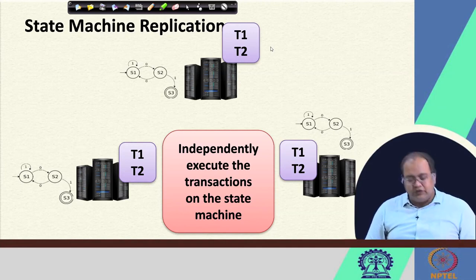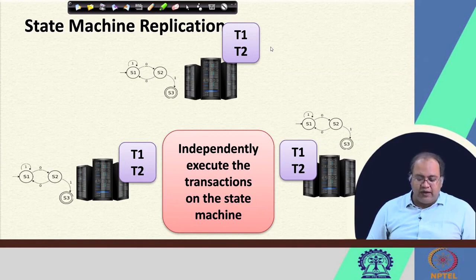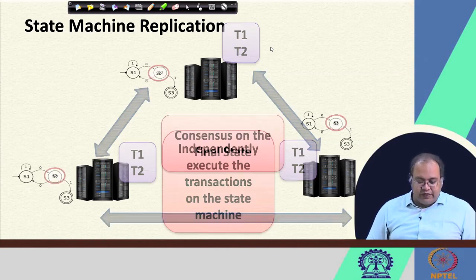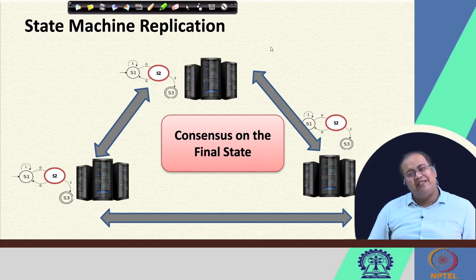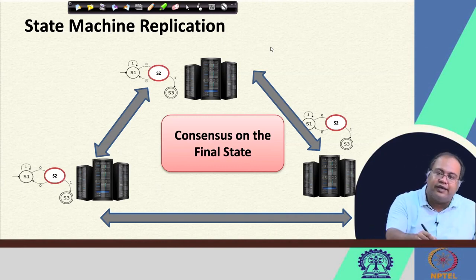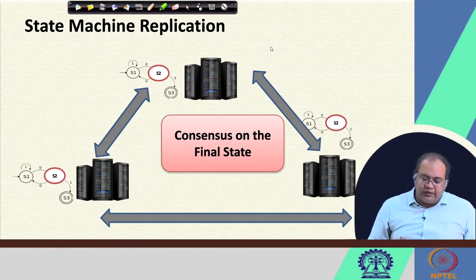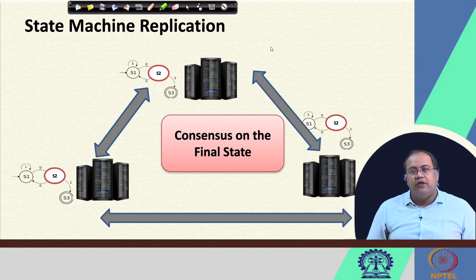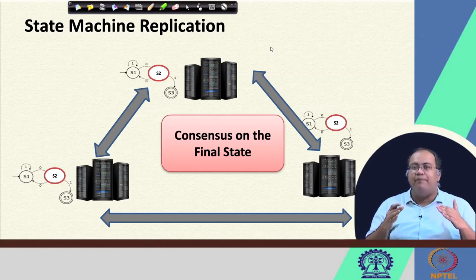When this execution is over, each individual node will reach a certain state. Assume that after both of these transactions have been executed, they reach state S2. Once they reach state S2, they will come to a consensus on this final state, and everyone will say that I am at state S2.